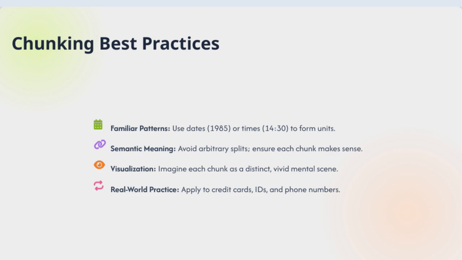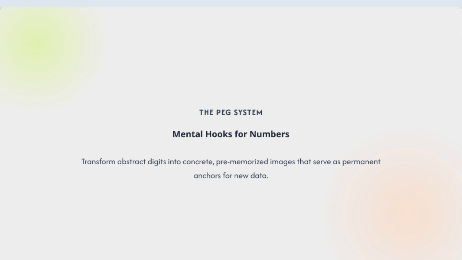So, when you're trying to remember a phone number or an ID, think about dividing it into chunks that are easy to visualize and connect to familiar patterns or scenes. Now, let's look at how we can turn abstract digits into something much more memorable. The key idea here is to create concrete, pre-memorized images that act as anchors for new data. This is where the concept of mental hooks comes into play. By associating numbers with vivid images, we make them easier to recall later.